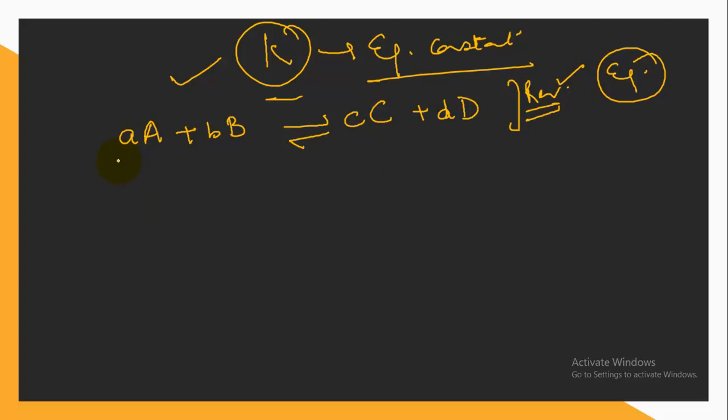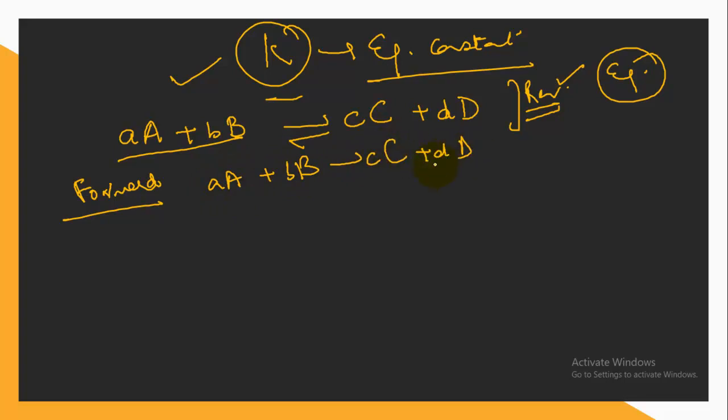So we know that, let us consider the forward reaction first. So in the forward reaction, what do we have? We have A and B reacting to form C and D. So let's write the rate for the forward reaction.